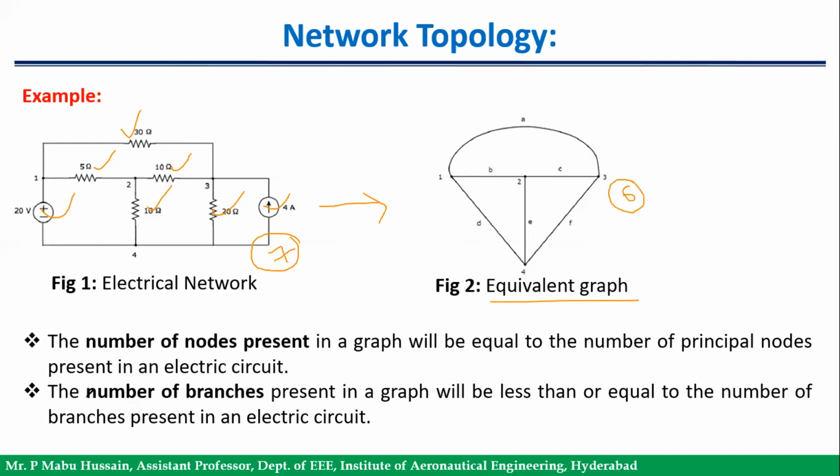So the number of branches present in the graph will be less than or sometimes equal to the number of branches present in the electrical circuit. Why? Because the current sources in the electrical network will be replaced by an open circuit in the graph, so that branch will not be reflected in the graph. So you will have a less or equal number of branches in the equivalent graph.